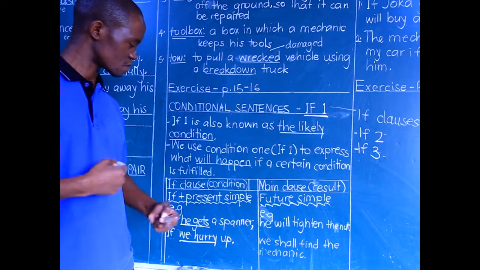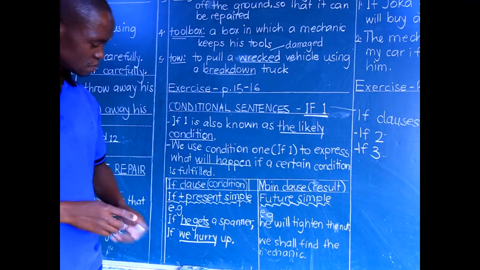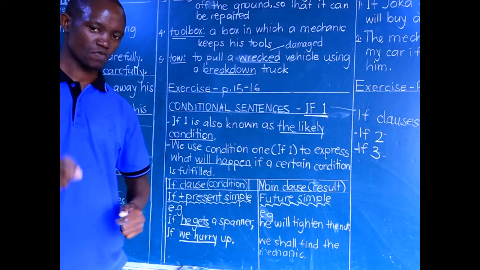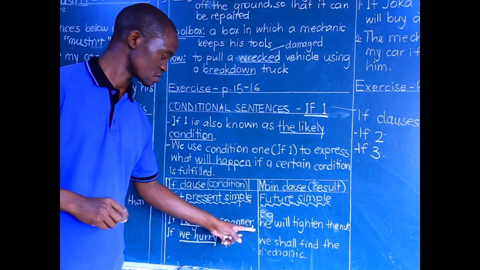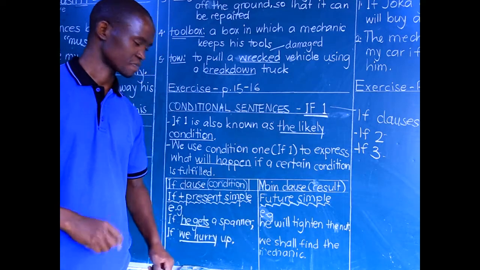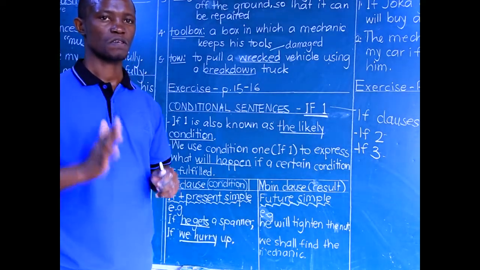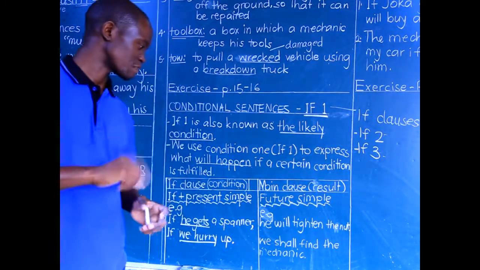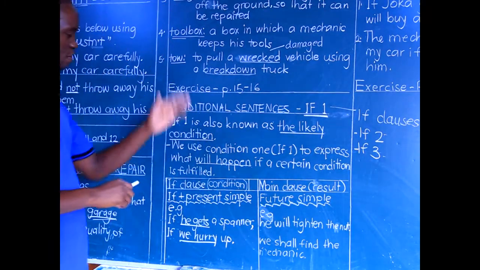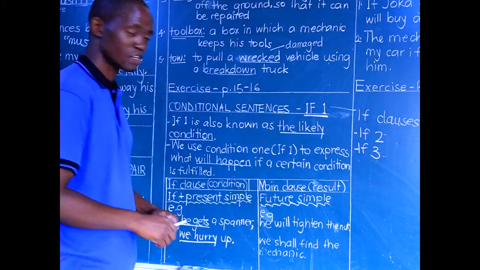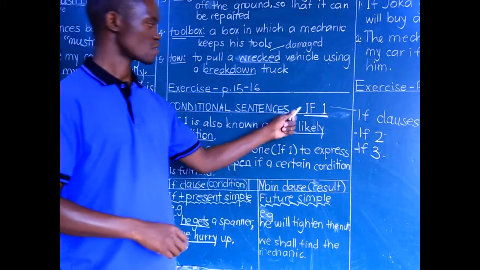What else do you see in the if clause? The if clause has come at the beginning, and at the end of the if clause, you will notice there is a comma. In each of these two clauses, there is a comma. So, meaning, if the if clause comes at the beginning of my sentence, I must put a comma. We got the main clause, which is expressed in the future simple. Remember, we are looking at if one.